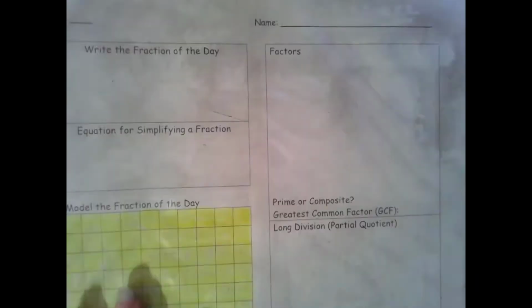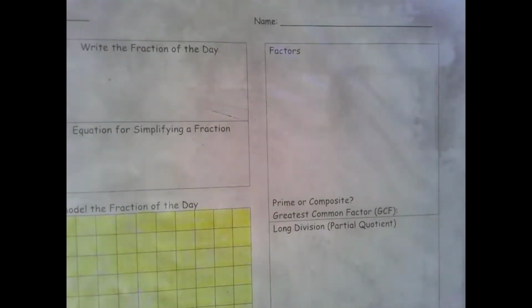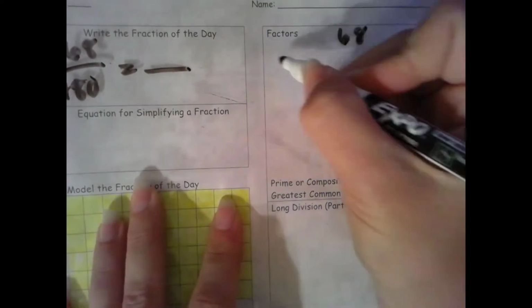All right. Let's get down our beginning fraction. We have a total of 180 school days. We are on day 68. Let's find the factors of our numerator, which is 68. Two factors we always know are 1 and the number itself. Using the commutative property of multiplication, I can also write 68 times 1.